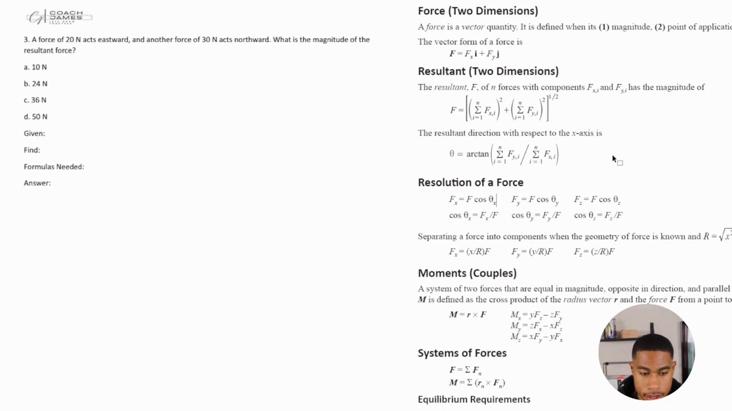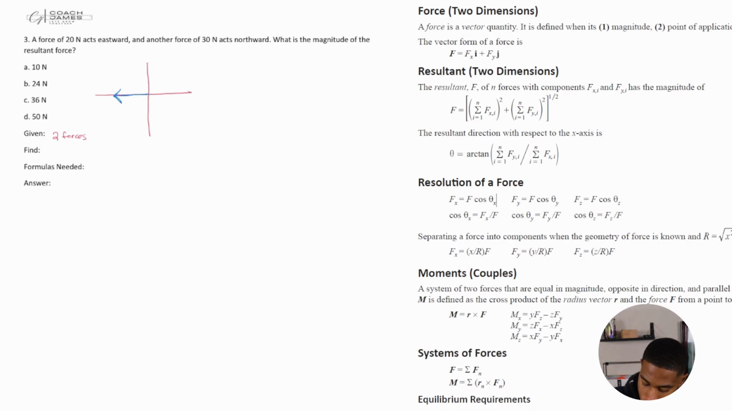Okay. So number 3 says a force of 20 newtons acts eastward, and another force of 30 newtons acts northward. What is the magnitude of the resultant force? Okay, so what information are we given? We're again given two forces, which look like this. If I draw out an X and Y coordinate system, and I put my first force, it's acting eastward.